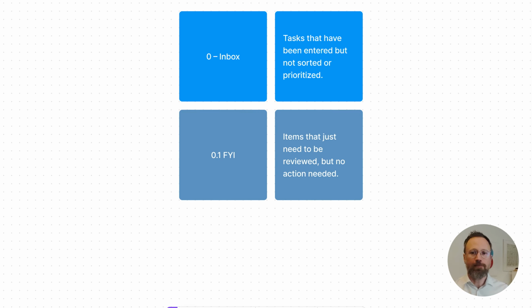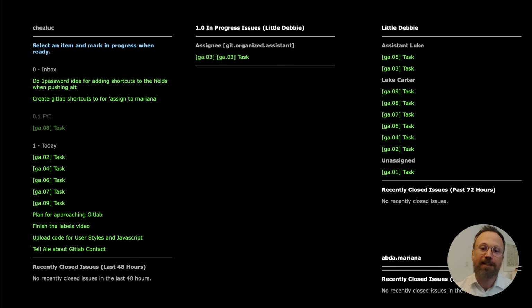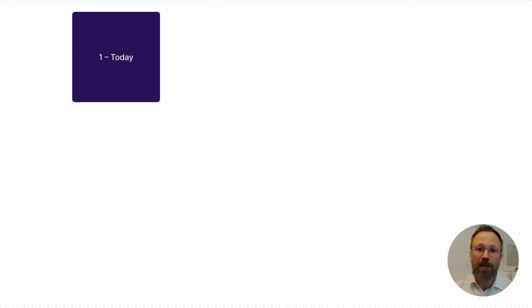FYI means just, hey, I'd like you to check this out. Whenever I assign the FYI label, I know that the person who is assigned will read it and then close the ticket. The news label is kind of the same thing, but just another adjective, like, hey, this just in. I'll go ahead and assign a ticket the FYI label, and you can see in the dashboard, it has a lower opacity to create a visual hierarchy that this isn't as important as the other items that are on your dashboard.